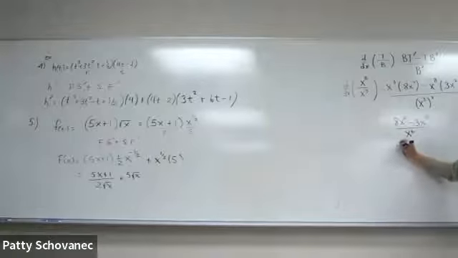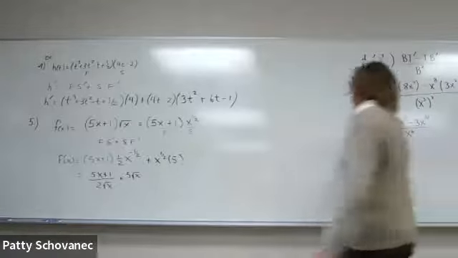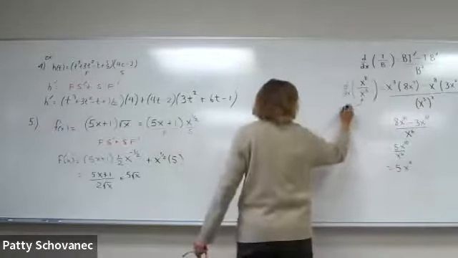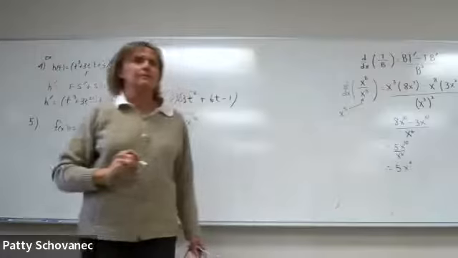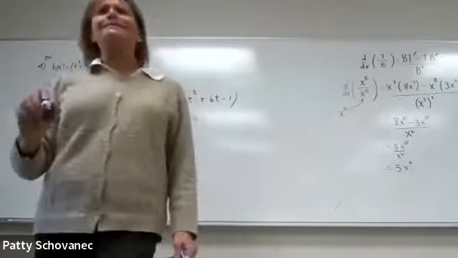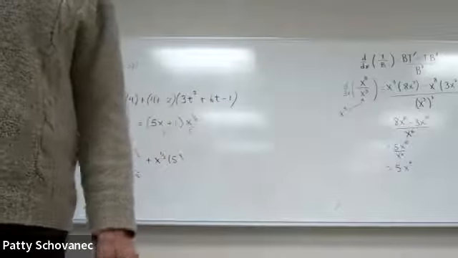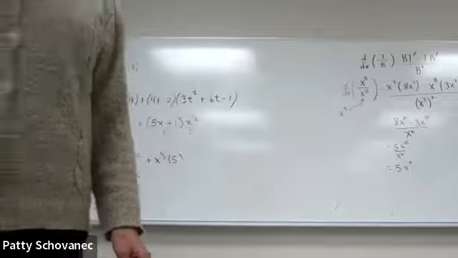So I have 5x to the 10 over x to the 6. Then here we subtract exponents. So we get 5x to the 4th. Isn't that what we said we were going to get if we simplified that first? It's not amazing. It's the quotient rule. And that's how you take the derivative of anything that's stacked up like a fraction like that.